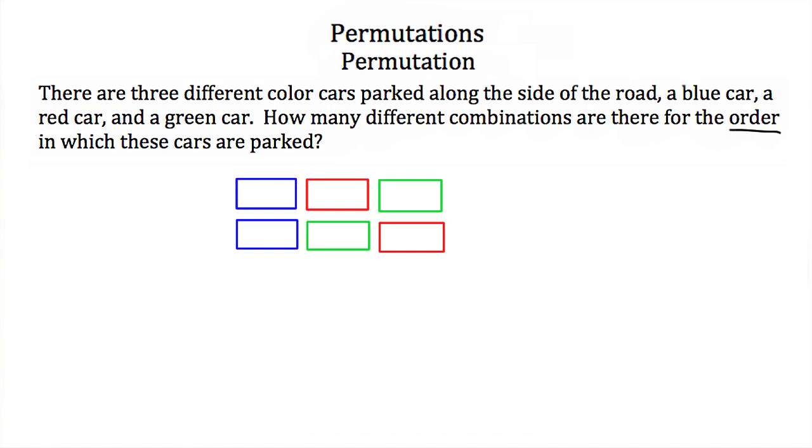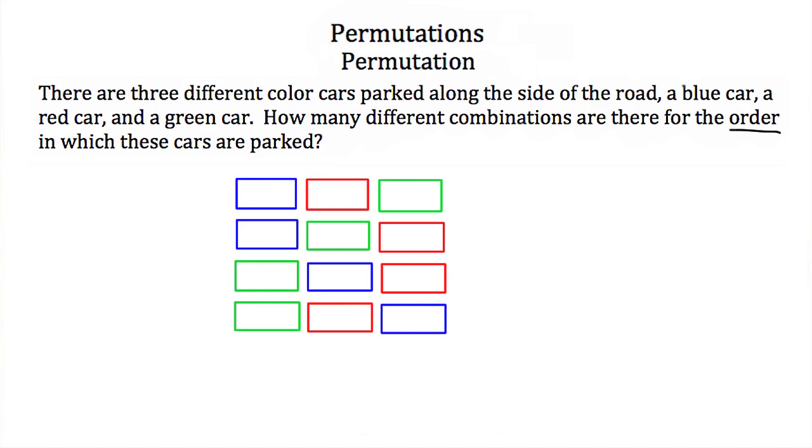Now what if the blue car wasn't parked first? What if the green car was parked first? Well, then the green car could be followed by the blue and the red, or the green car could be followed by the red and then the blue.